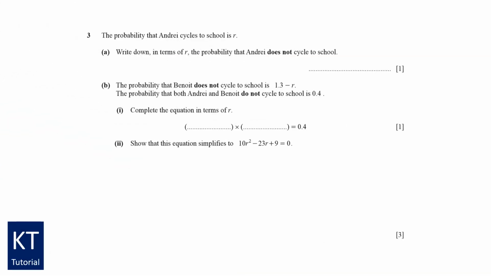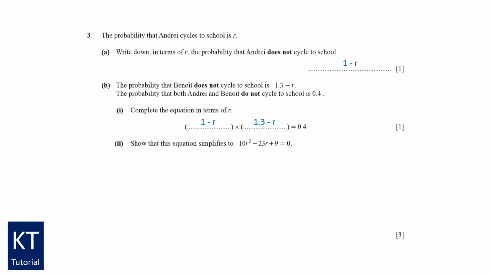Question 3. The probability that Andrea cycles to school is r. Write down in terms of r the probability that Andrea does not cycle to school. This probability is 1 minus r. Next, the probability that Benoit does not cycle to school is 1.3 minus r. The probability that both Andrea and Benoit do not cycle to school is 0.4. Complete the equation in terms of r. The equation is (1 minus r) times (1.3 minus r) equals 0.4.